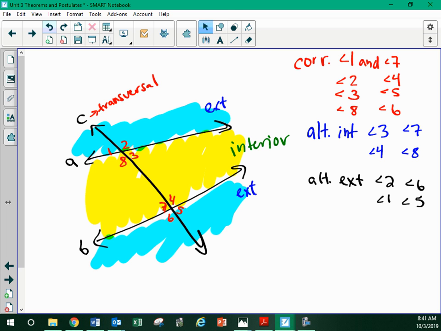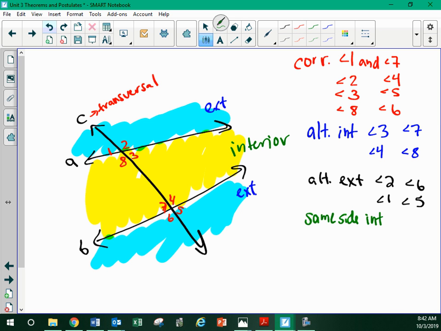Our last one on our vocab is same side interior, or consecutive. I don't really care which one you use, same side or consecutive. Same side interior or consecutive interior. Again, it has to be interior, and it's on the same side. So 8 and 7. And then we have 3 and 4.